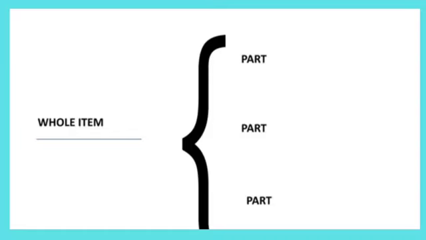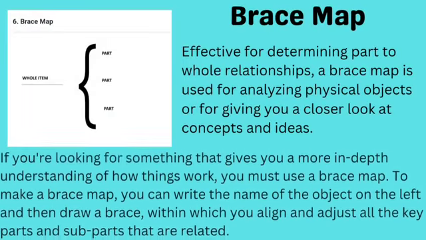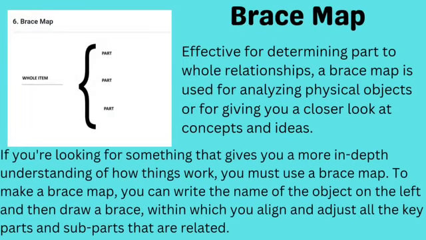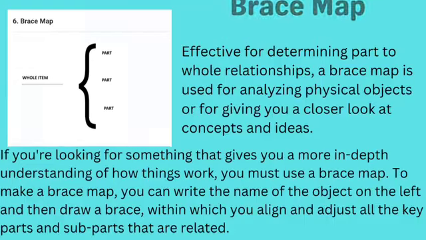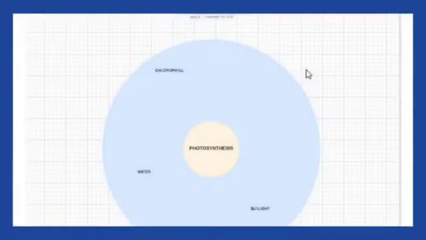Brace map. Now what is a brace map? Effective for determining part-to-whole relationships, a brace map is used for analyzing physical objects or for giving you a closer look at the concept and ideas. If you are looking for something that gives you more in-depth understanding of how things work, you must use a brace map. To make a brace map, you can write the name of the object on the left and draw a brace within which you align and adjust all the key parts.